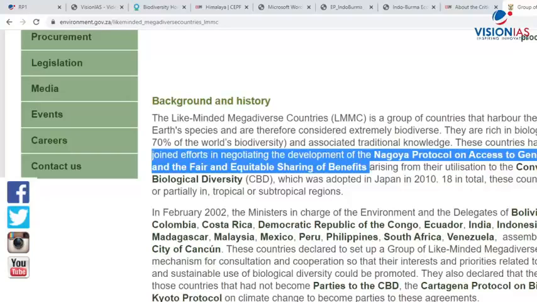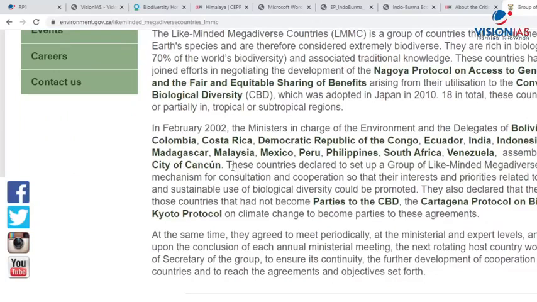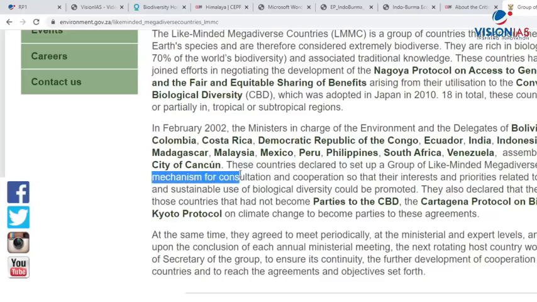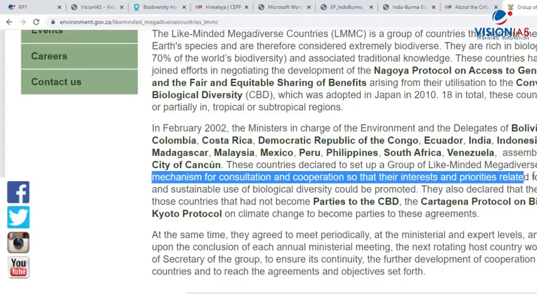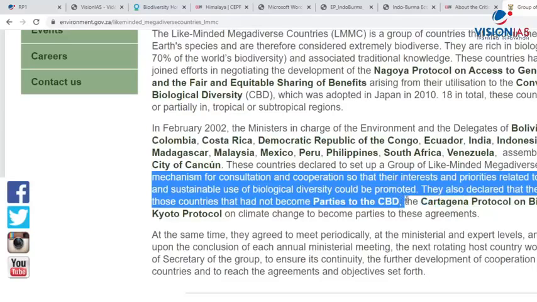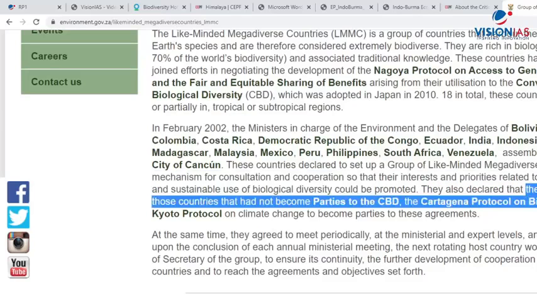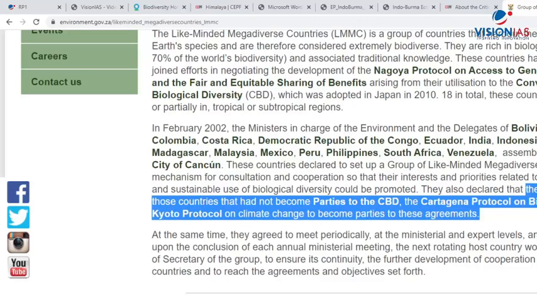And see here, these countries declared to set up a group of like-minded countries, a mechanism for consultation and cooperation, so that their interests and priorities related to the preservation and sustainable use of biodiversity could be promoted. They also declared that these 18 LMMC countries would call on countries which have not joined the CBD, Cartagena Protocol and Kyoto Protocol on climate change. They'll ask other governments to join such important protocols and conventions, and at the same time, they will cooperate with each other.